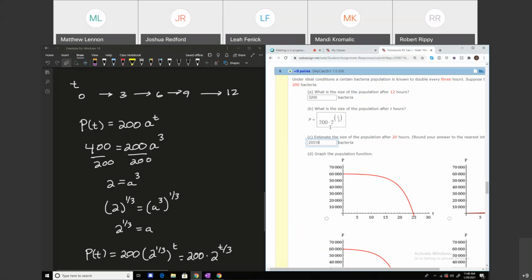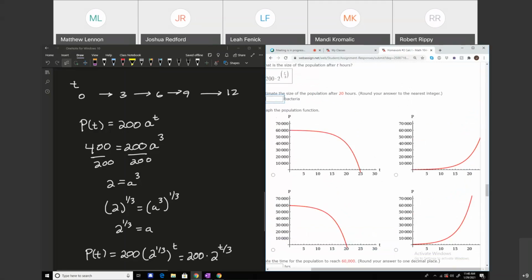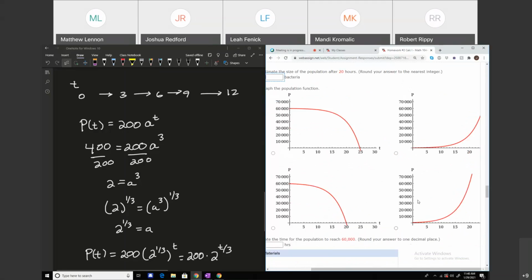And then graph the population. Well, 2 to the 1/3 is still a number larger than 1, so it should be exponential growth. Again, it's one of the graphs on the right. Do we have any numbers that make sense for us? After 20 hours, we got about 20,000. So we should be at a height of 20,000, which looks more like this graph here.